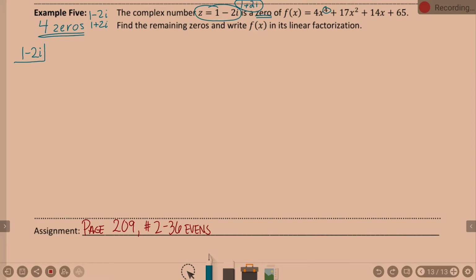Okay. Now, as we write this out, folks, I am going to leave a little bit of space in between my numbers here. First number here is 4. What goes after a 4? 0, because there's an x cubed missing, yes? What goes after 0? 17. After 17 is 14 and then 65.